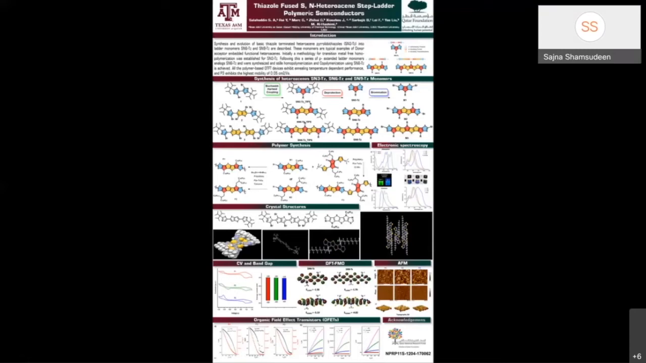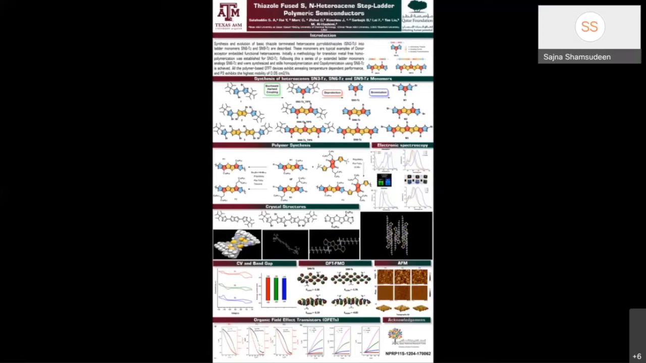Some of the precursors were crystallized, and single crystal X-ray diffraction studies confirmed their structures, as depicted in the animations. Crystal structures of the ladder monomer, SN6 thiazole ladder monomer, form an end-to-end bypass stacking necessary for intermolecular charge transfer in the solid state. This is clearly displayed in the crystal packing mode of SN6 thiazole ladder.